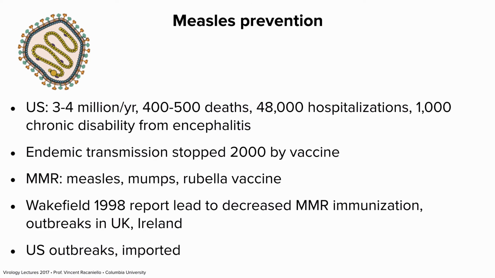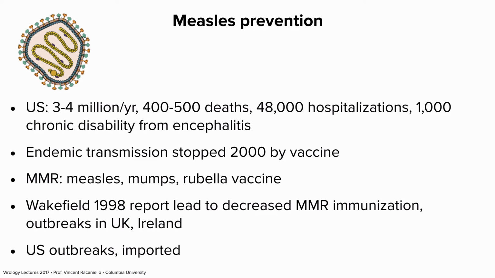In the US, pre-vaccine, these were some numbers. We had 3 to 4 million cases of measles a year. When I was a kid, we had just introduced the measles vaccine, but I saw lots of kids with measles, rashes all over their body. 400 to 500 deaths a year, 48,000 hospitalizations, and 1,000 kids per year with chronic disability from encephalitis, from virus going into the brain and causing damage. The transmission in the US was stopped by the vaccine by 2000, and now this vaccine is given as a trio with measles, mumps, rubella vaccine together.